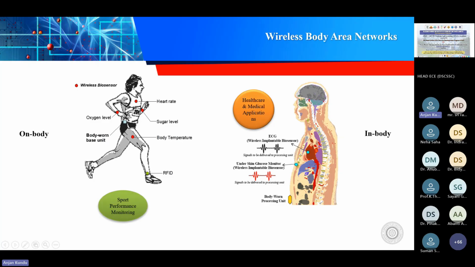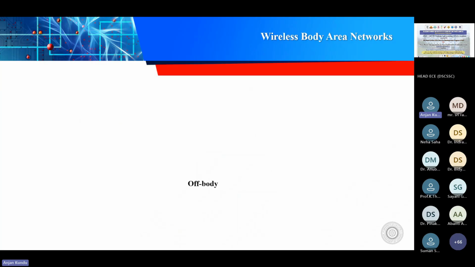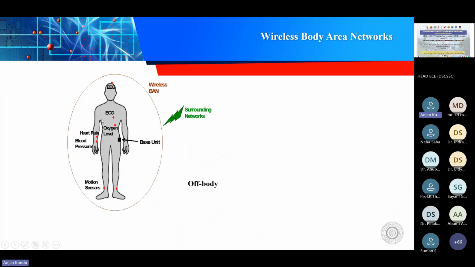Now the data collected by the body-worn base unit has to be communicated to the external world. Either it has to be stored in the cloud, or it can be directly sent to the observer of that sports person. That communication is known as the off-body communication. So these are the sensors, might be on a patient or a sports person. There will be a base unit. Now the communication between this base unit and the surrounding networks is known as the off-body communication or off-body IoMT or off-body WBAN.